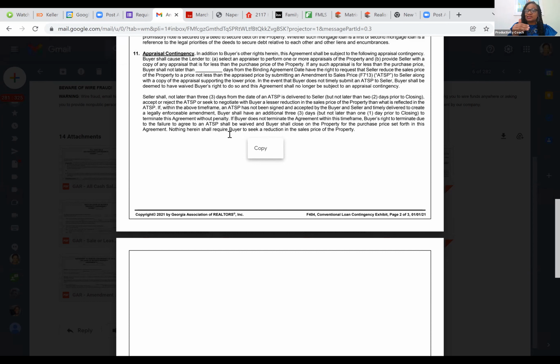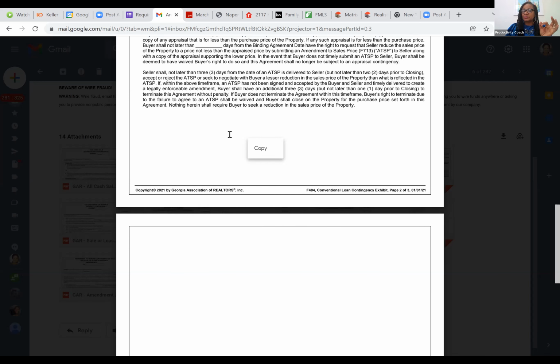The seller shall, not later than 3 days from the day that I send that over, decide whether or not they want to negotiate with the buyer for a lesser price, or terminate the contract, or ask us to meet them halfway. Let's say the appraisal came in short by $10,000, and the seller says, you know what, I really can't afford that. Let's ask them to come up with 5,000 and we'll drop the contract 5,000. So they have 3 options if it doesn't appraise, right?